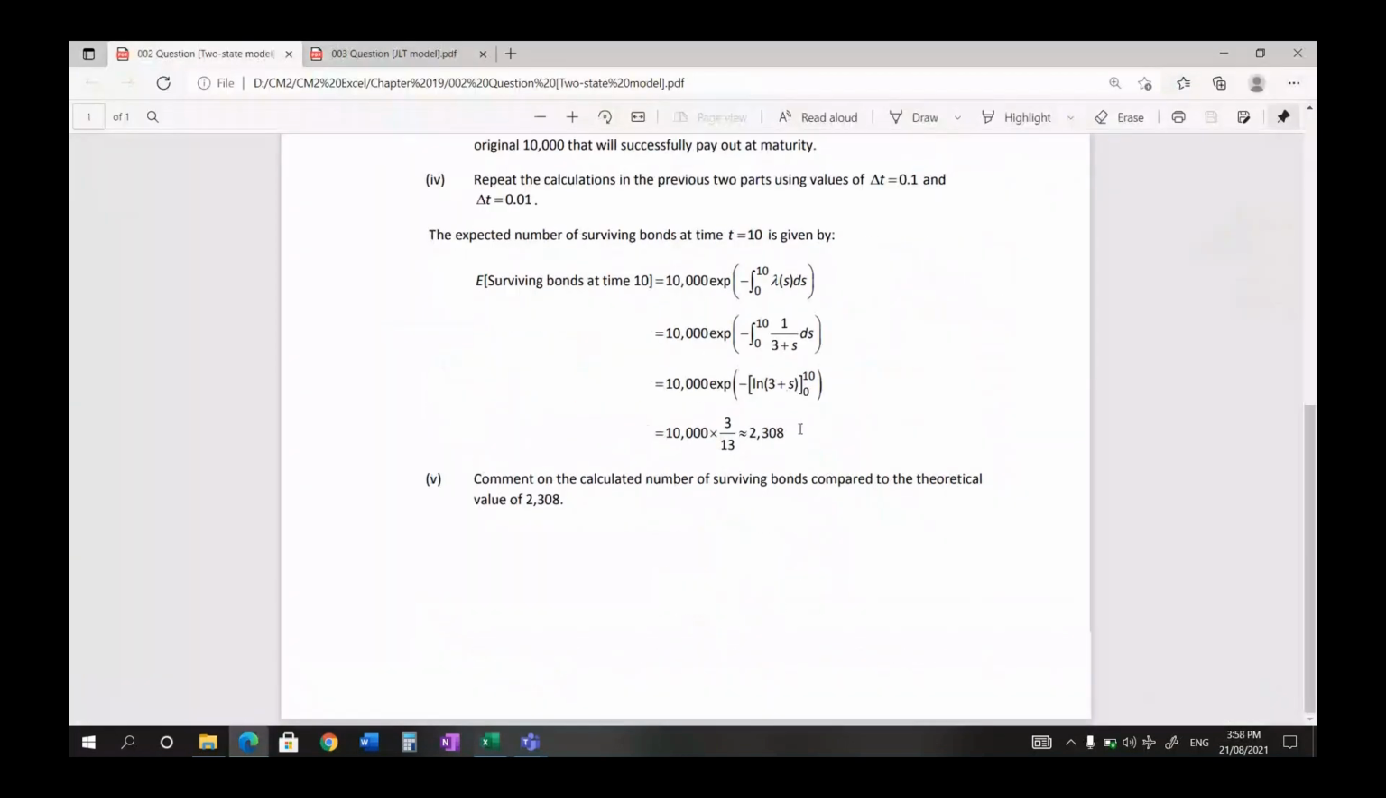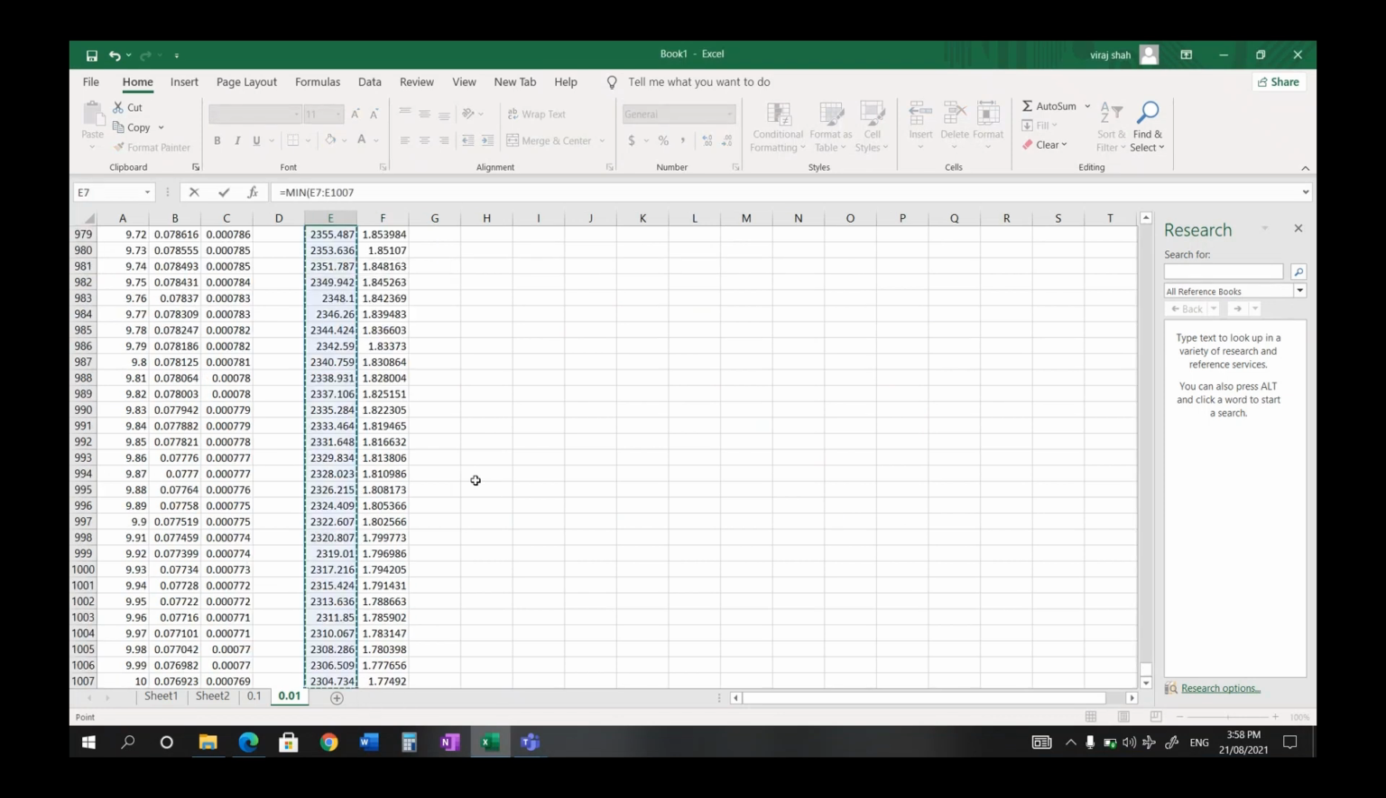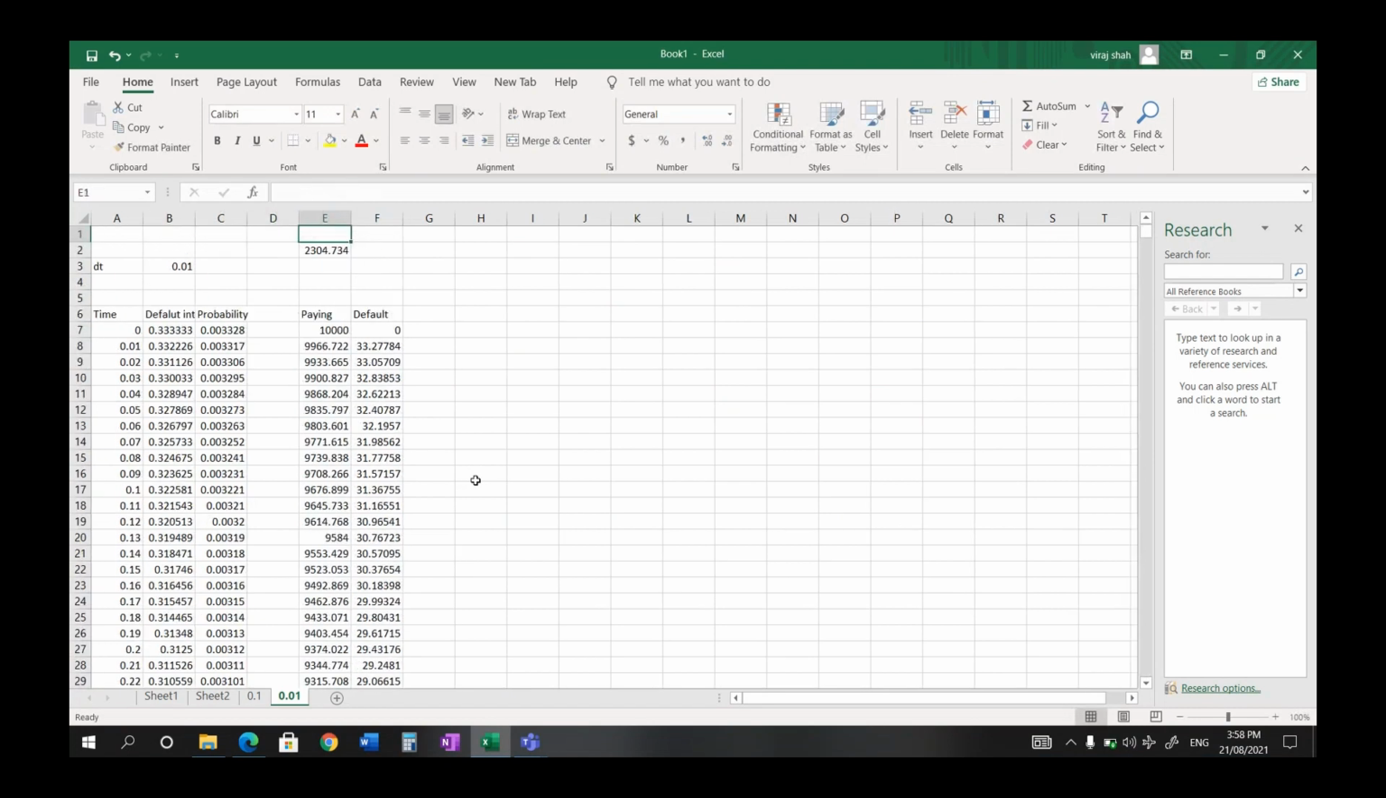Got this? Comment on the calculated number of surviving bonds compared to the theoretical 2308. So basically, I take the minimum here, which would indicate the number of bonds I have at time 10. It will be the minimum value. We got our answer to be equal to 2308. You see that these two are very close. So this discretized time is working approximately true.